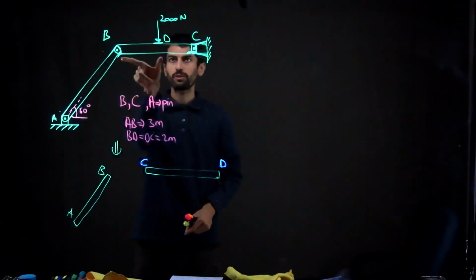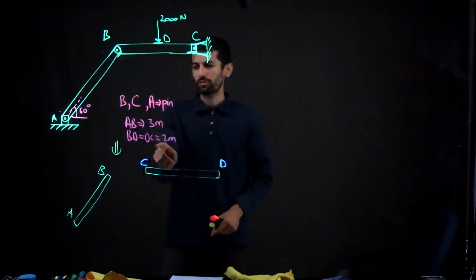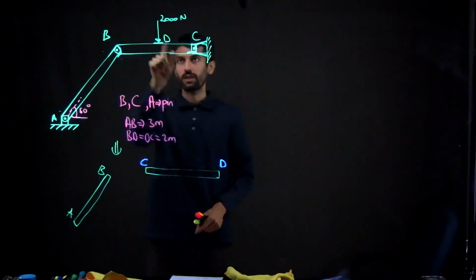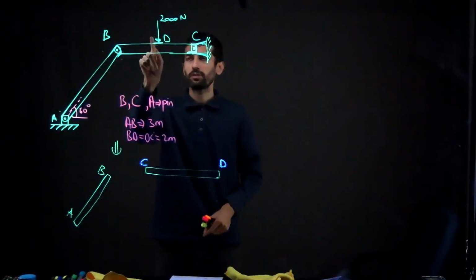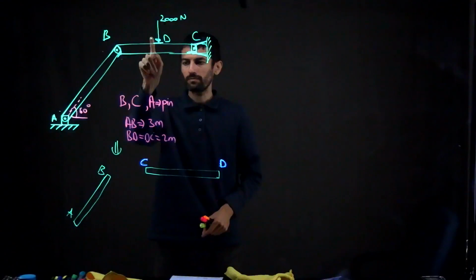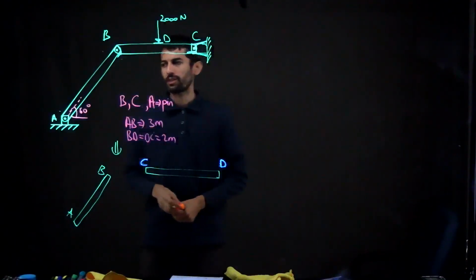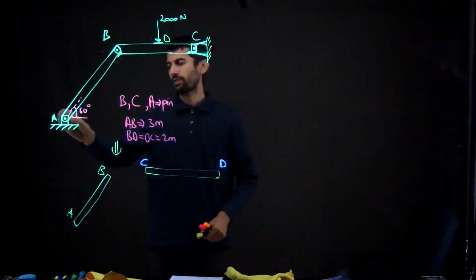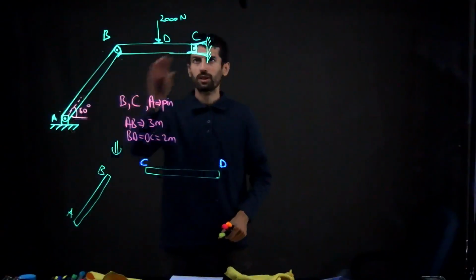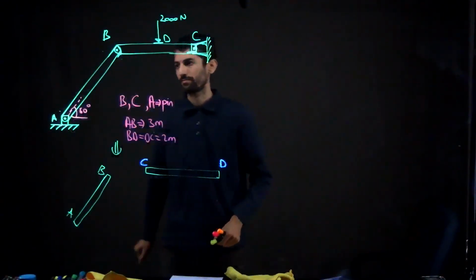From B to D and then D to C is 2 meters. It has a load applied on D. And then the question is to find the reaction forces at A and the reaction forces at C.